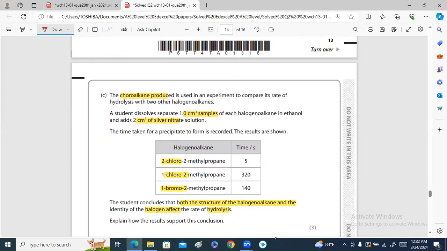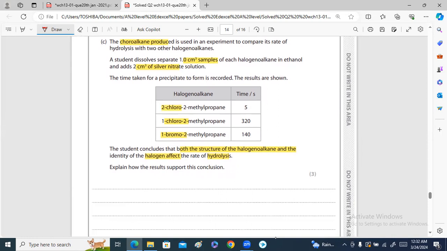The chloroalkanes produced is used in an experiment to compare its rate of hydrolysis. So in this question, he's going for the rate of hydrolysis. The student dissolves separate 1.0 centimeter cube sample of each of the halogenoalkanes in ethanol and adds 2 centimeter cube of aqueous silver nitrate. Aqueous silver nitrate is the reagent which is used to identify the halogen or the halides.